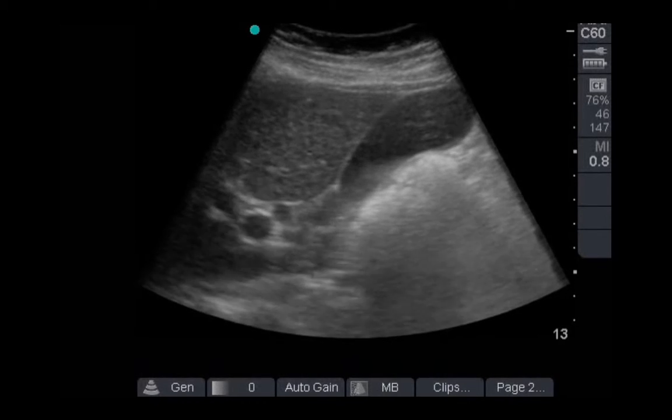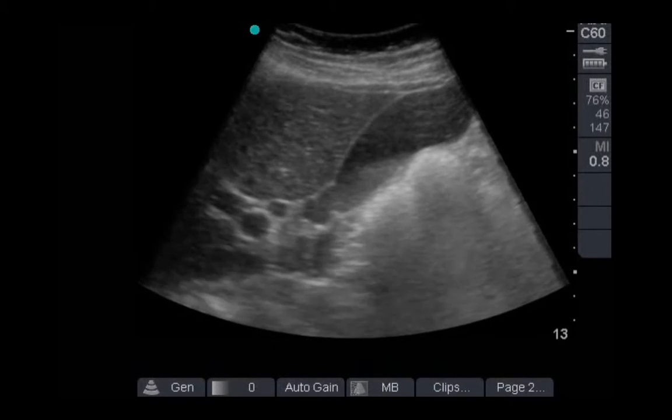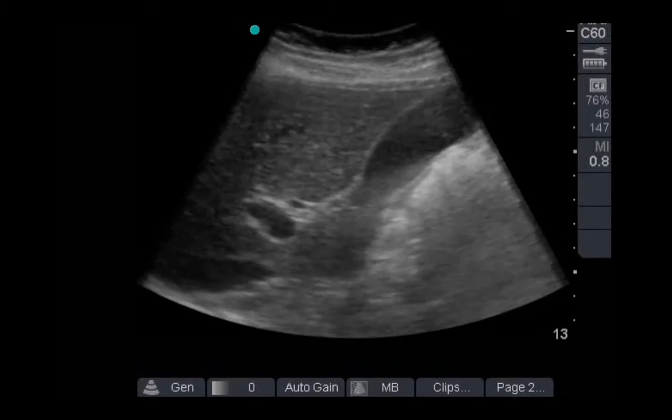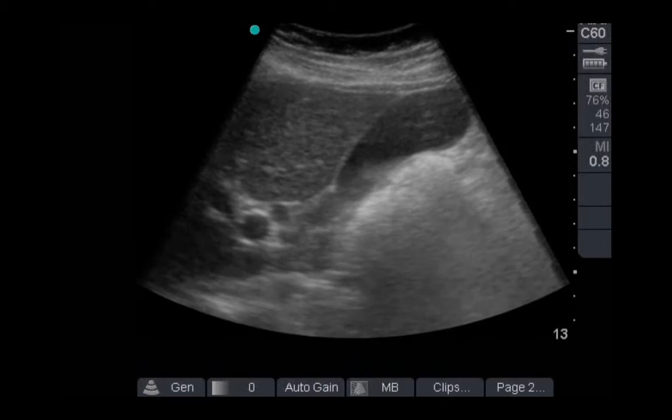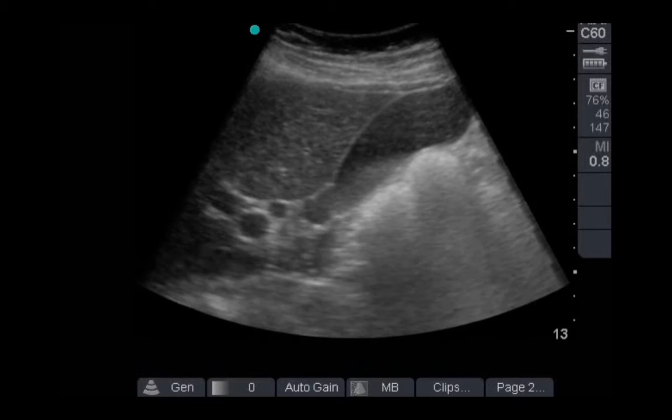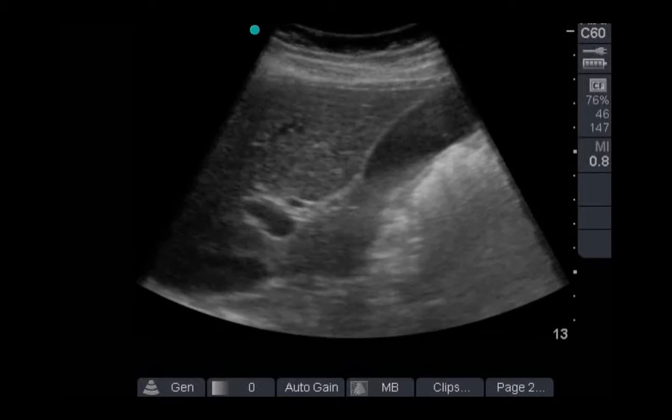Obtaining this view, you see the appearance of an exclamation point, as shown in this clip. This confirms that the structure that you're looking at is indeed the gallbladder and not a loop of bowel or the IVC.